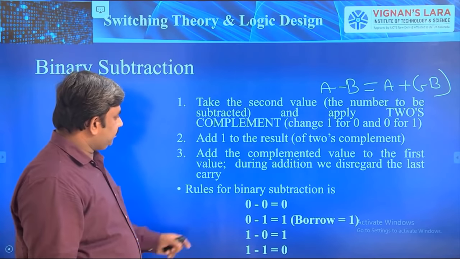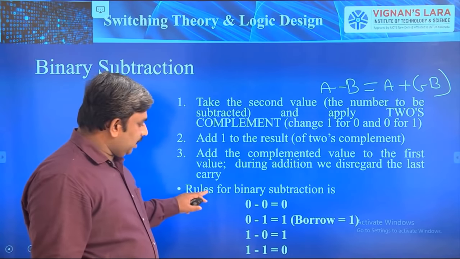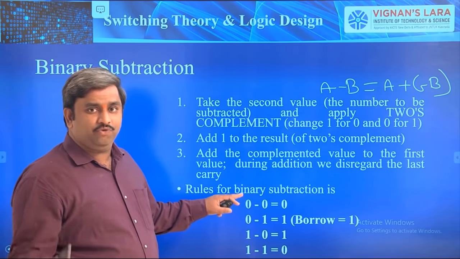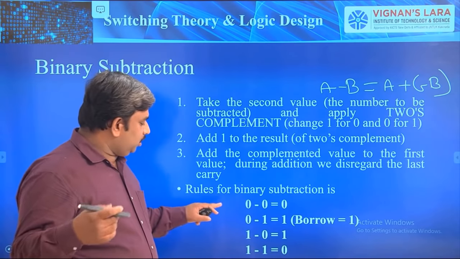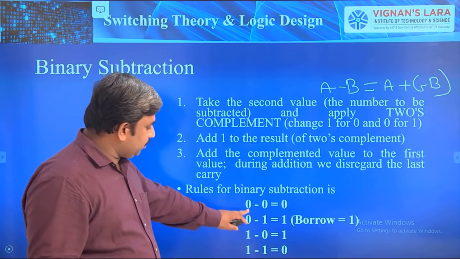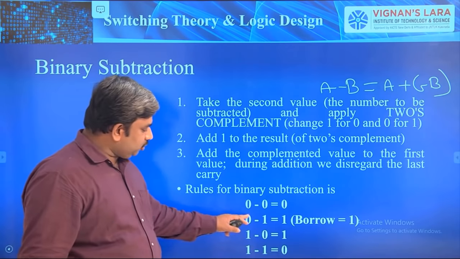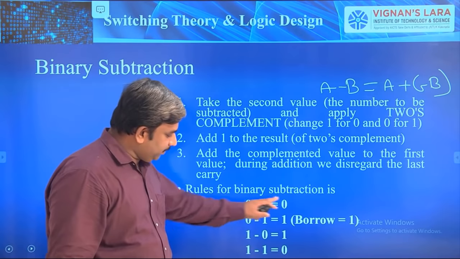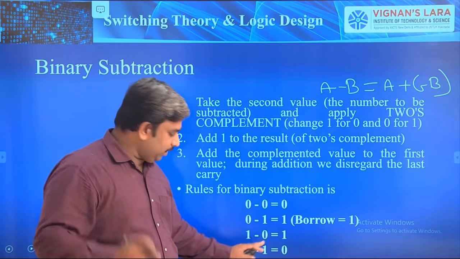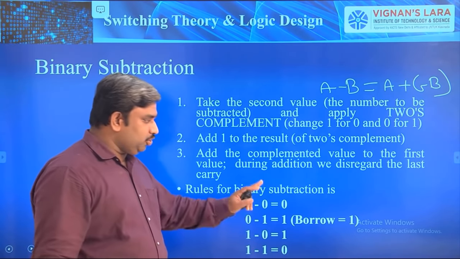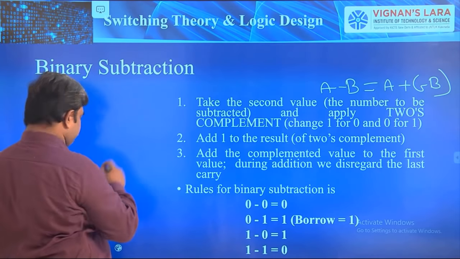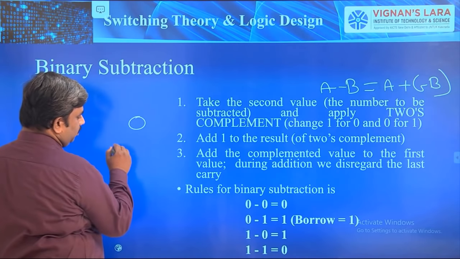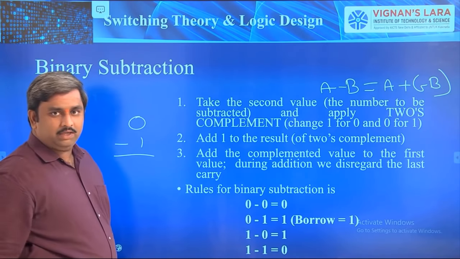Remember everyone. Next, for doing normal subtraction without 2's complement, if you want to do it by using your brain, you have to remember these values. 0 minus 0 is equal to 0. 1 minus 0 is 1. 1 minus 1 is 0. And 0 minus 1, here this is very important.